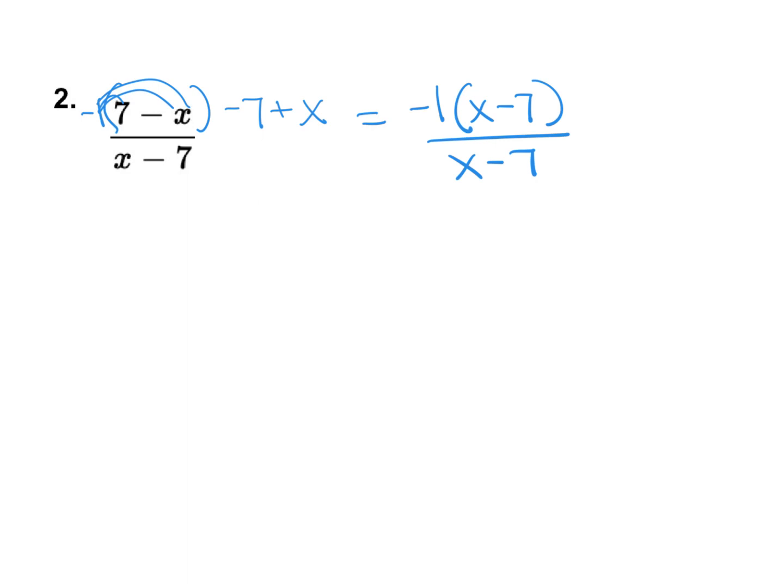So when we're taking a look here then at our excluded values, x cannot be equal to 7 because 7 minus 7 is equal to 0. So x cannot be equal to 7. Now our x minus 7s, well, those are going to cancel out, leaving us with the answer of just negative 1.